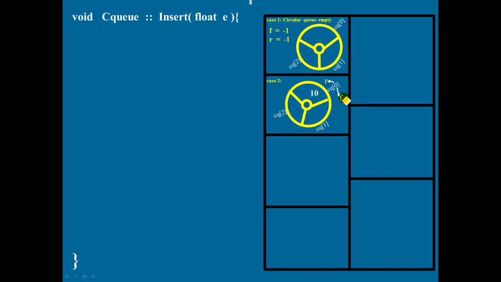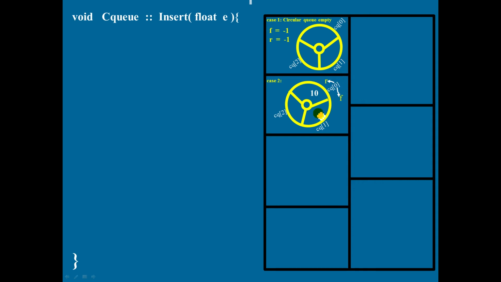Why should the programmer make f and r 0? Because the rule is f should contain the index of the first element, r should contain the index of the last element. When there is only one element, that is the first element and last element. So f and r should contain 0.